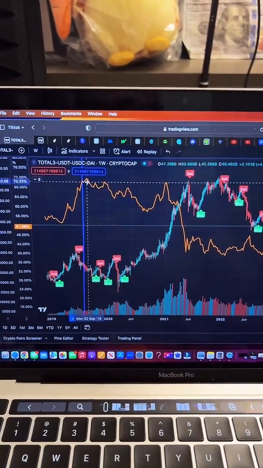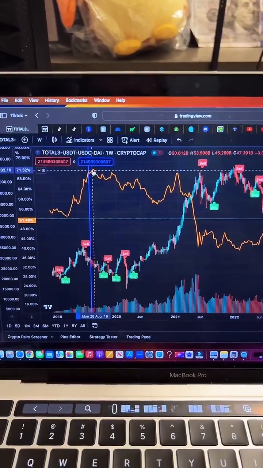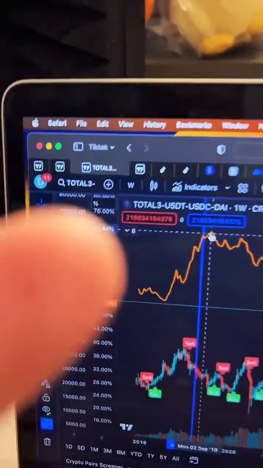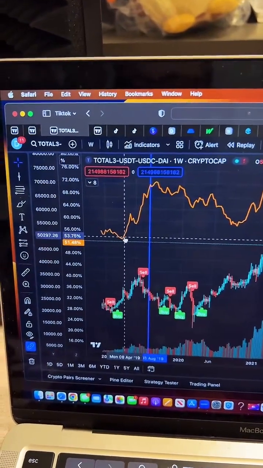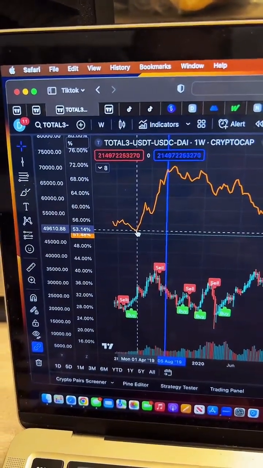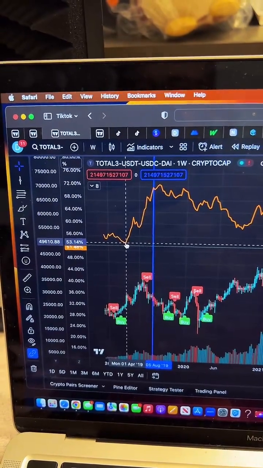Back here, we were all the way up to about 72%. You see that right there? And you can see it really took off, Bitcoin dominance did. I'm saying all this to lay the groundwork to really show you what I'm going to show you.